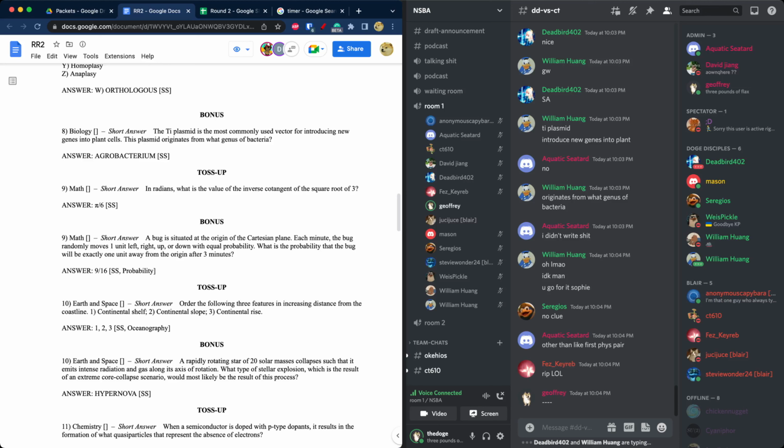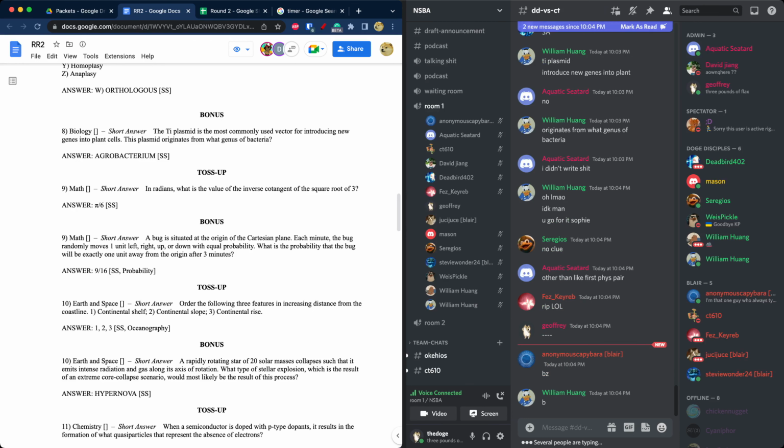Also, math short answer. In radians, what is the value of the inverse cotangent of the square root of 3? Pi over 6. That's correct.